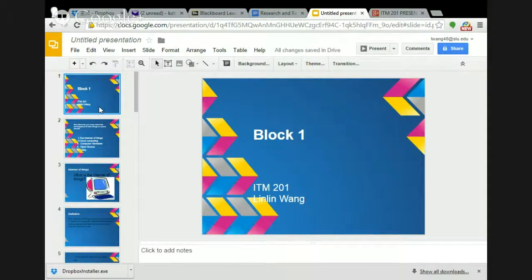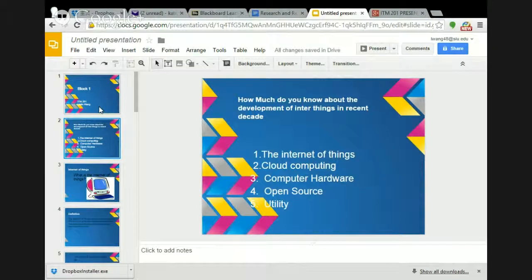development through 5 topics, and this development of the Internet brings some essential benefits to humans in daily life, work, and job. My topics are the Internet of Things, cloud computing, computer hardware, open source, and utility.